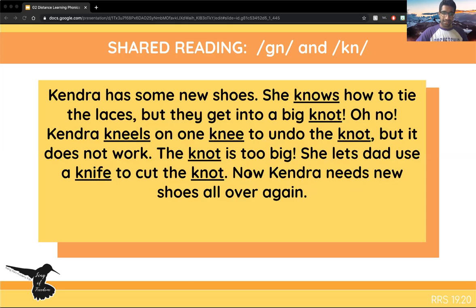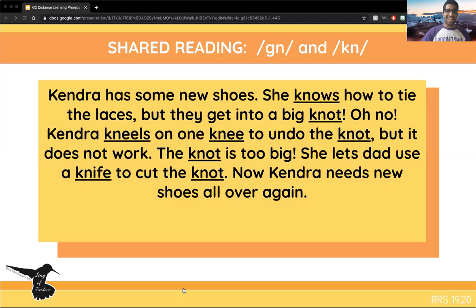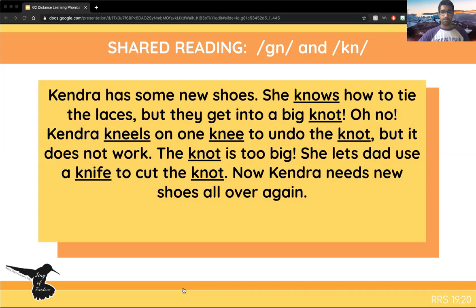Second graders, this is amazing. We have not one, but 2 different passages. We have our KN passage over here and our GN passage right over here. Make sure that you're practicing and building your fluency so that you can get ready for 3rd grade and become a stronger reader. That is our phonics, and we are done with phonics for the rest of the week.